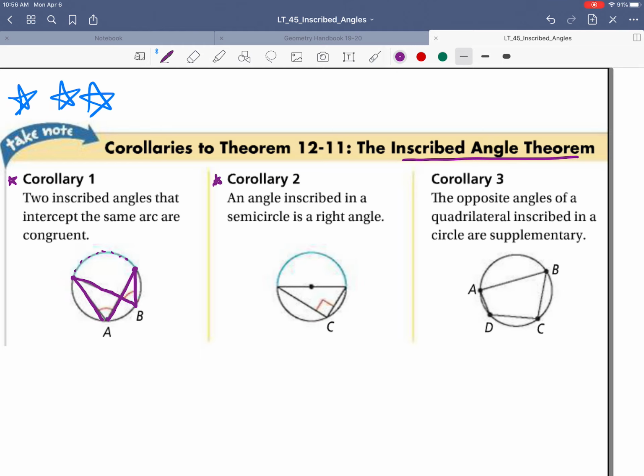Corollary 2 says an angle inscribed in a semicircle is a right angle. We just saw that, which makes perfect sense. It opens up to 180. And if that's 180, then that has to be 90.